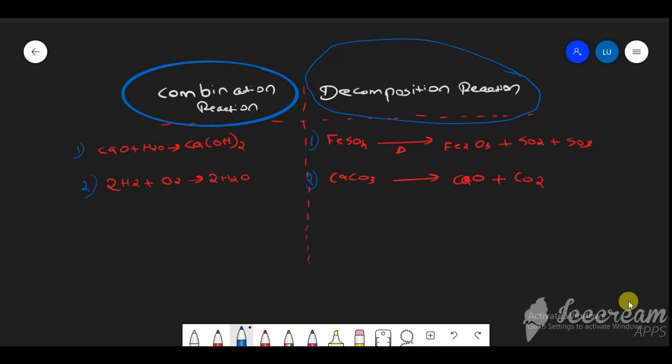Here the second one is calcium carbonate, that is limestone, which we have also seen in the previous topic, where we use slaked lime for creating a white shiny surface for painting, etc. Here the limestone, after heating, will convert into calcium oxide, which is quicklime, and carbon dioxide. This reaction is very important, and it is a decomposition reaction.